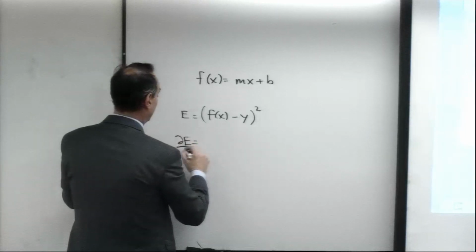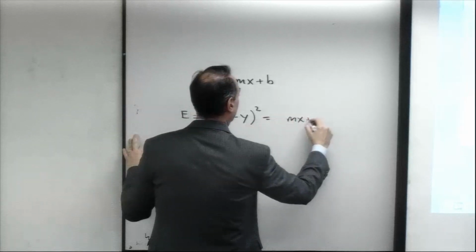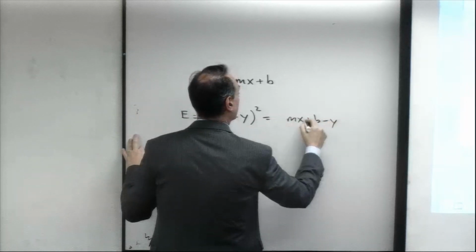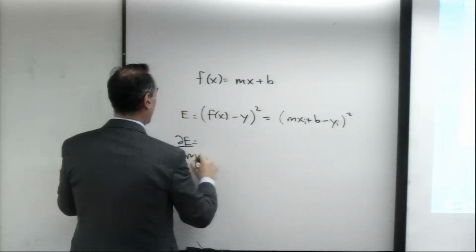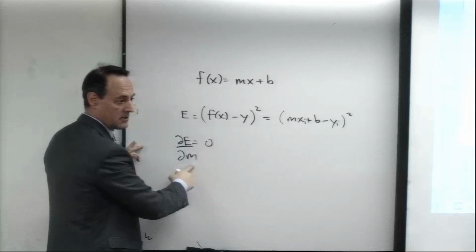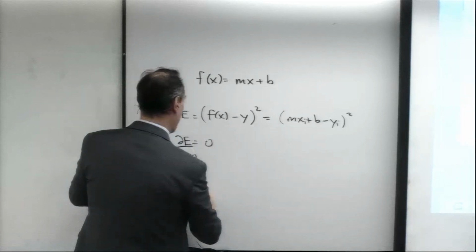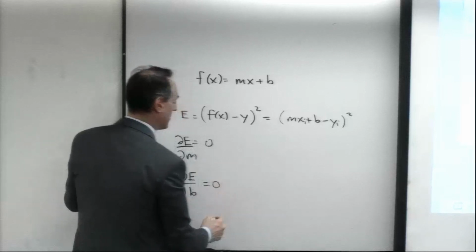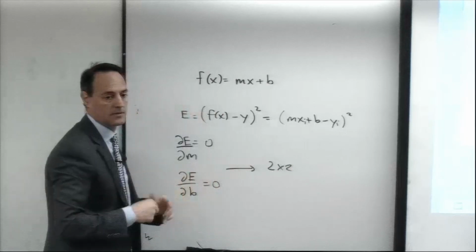Sweet. In fact, there's two parameters in here, right? So this is mx plus b minus y. So really, I want to take the derivative with respect to m, set it to 0. And I want to take the derivative with respect to b, set it equal to 0. And this is going to lead me to a 2x2 system of equations.